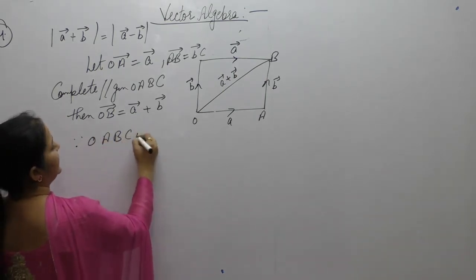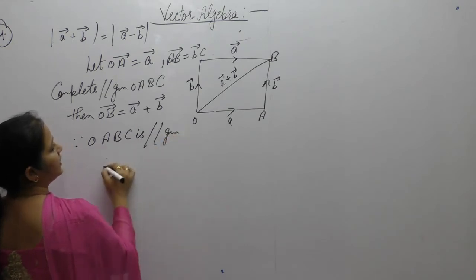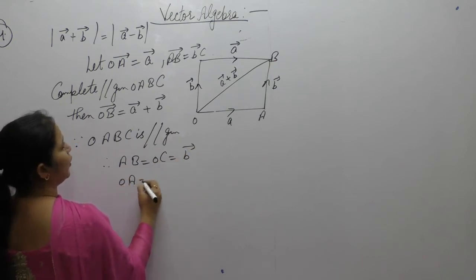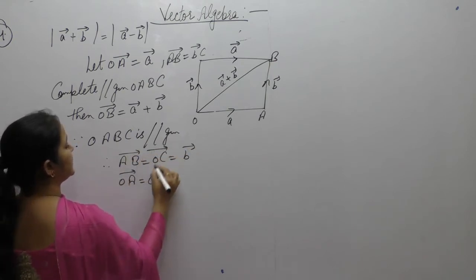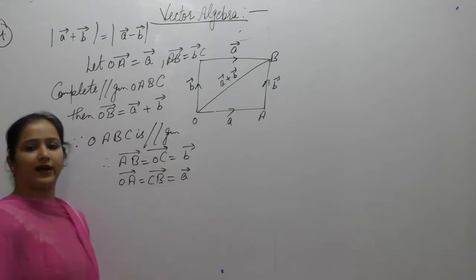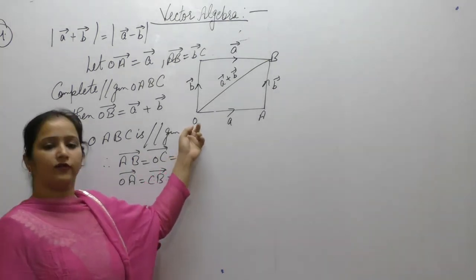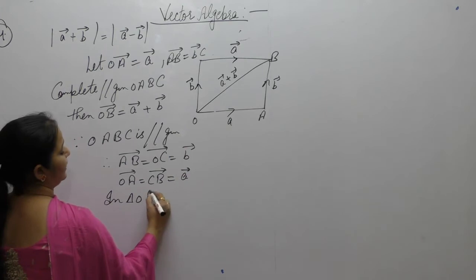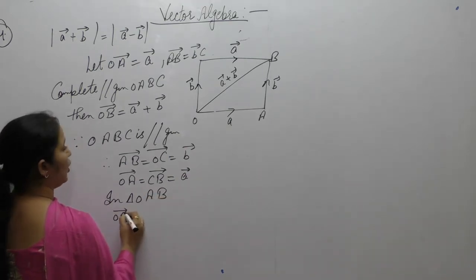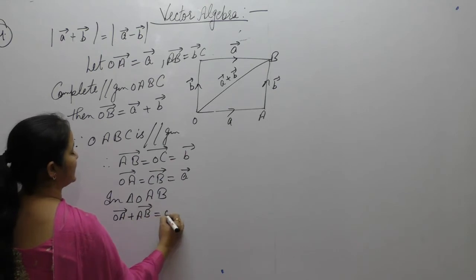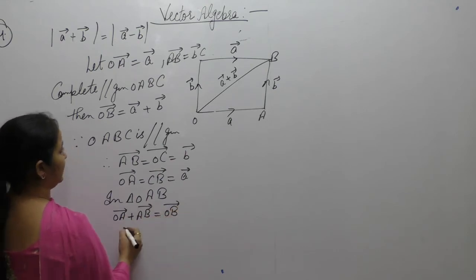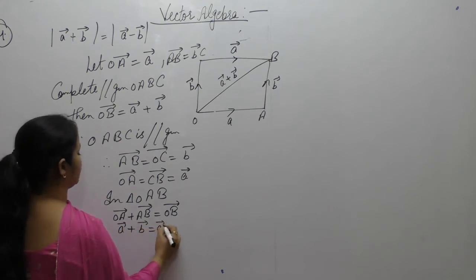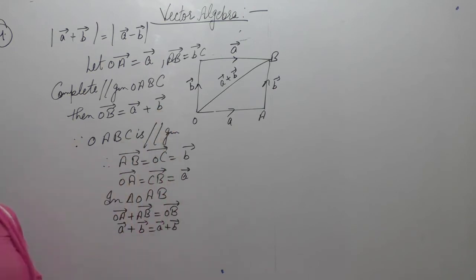Because OABC is a parallelogram, AB is equal to OC and OA is equal to CB vector, that is A vector. Now by triangle law of vector addition in triangle OAB, OA vector plus AB vector is equal to OB vector. Therefore, OB vector is equal to A vector plus B vector.